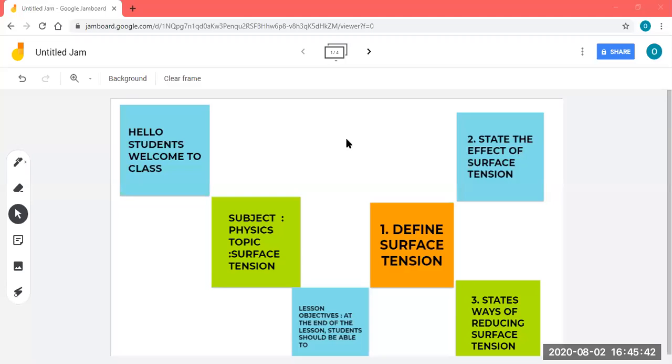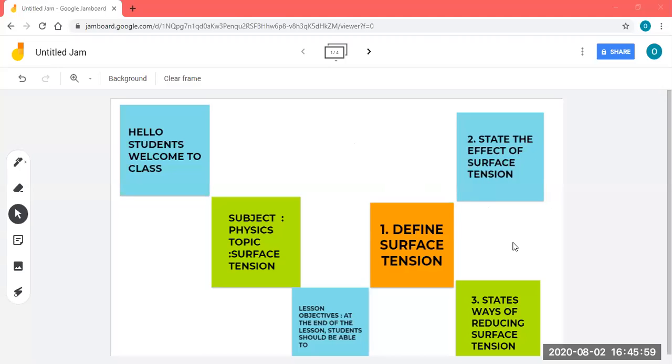Hello, students. Welcome to class. The subject is physics. Like I said earlier, the topic for today is surface tension, and the objectives are that at the end of the lesson, students should be able to: one, define surface tension; two, state the effect of surface tension; and three, state ways of reducing surface tension.